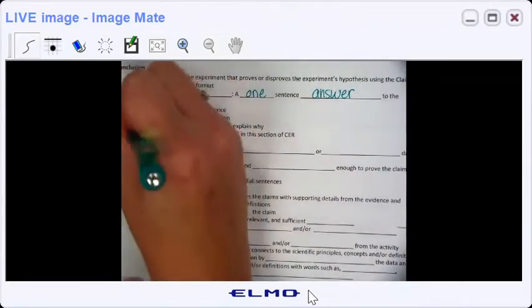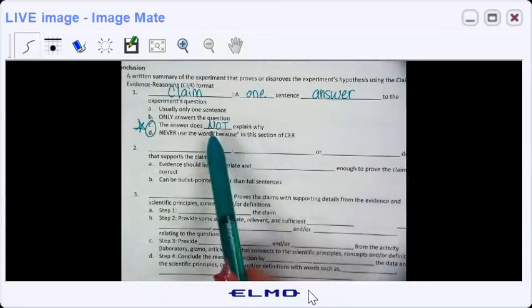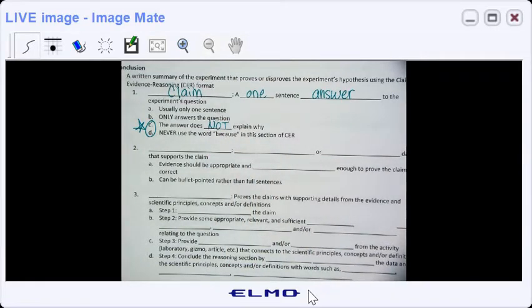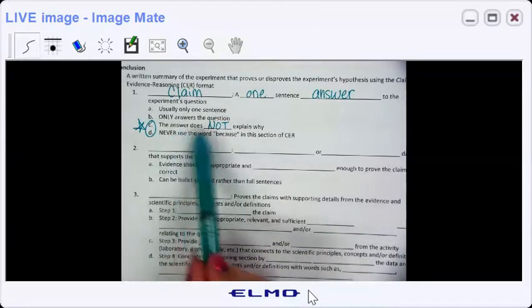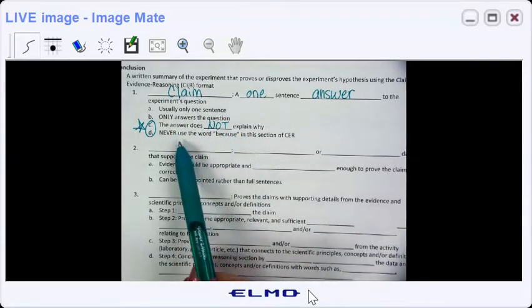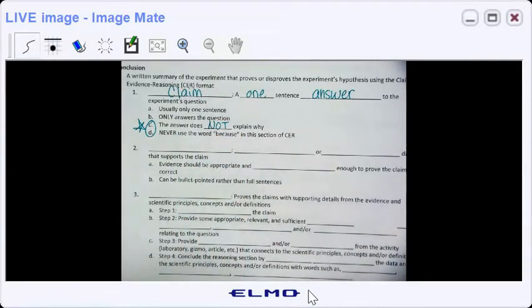These two are super important. Please do not tell me because in the claim. I don't care in the claim. Like me personally, I don't care about because in the claim. So the answer does not explain why. Never use the word because in this section of the CER, because all you are doing is answering that darn question. Just tell me what happened.